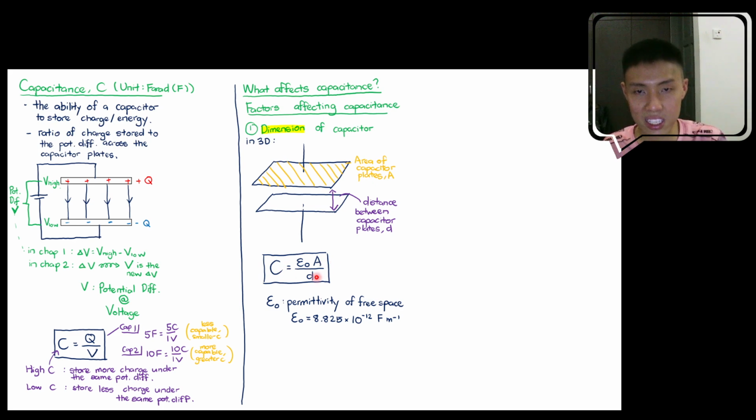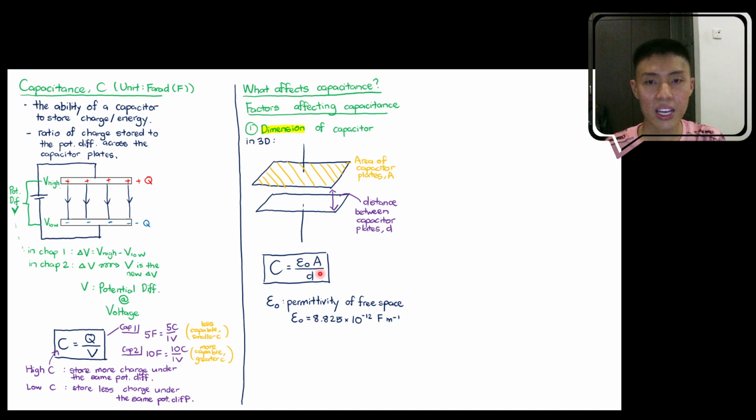So these factors A and D will control your capacitance. If you make your capacitor plate wider, you will increase your A, and you cause your capacitance to increase. If you think about it, it's logical. Why is it logical? Wider plate, more charge can be stored. So greater ability to store charge means a higher value of capacitance. So C and A should be directly proportional.